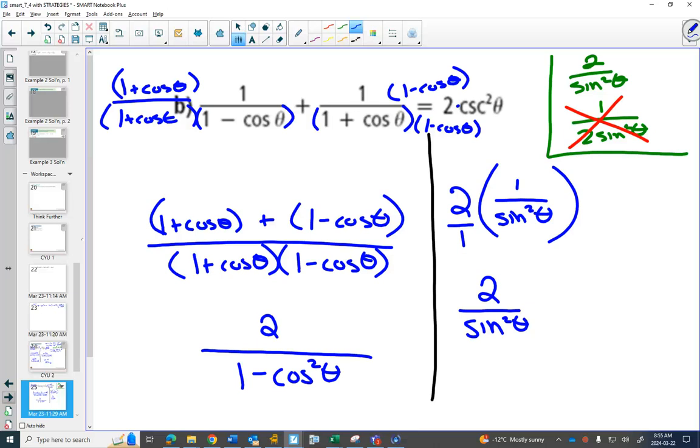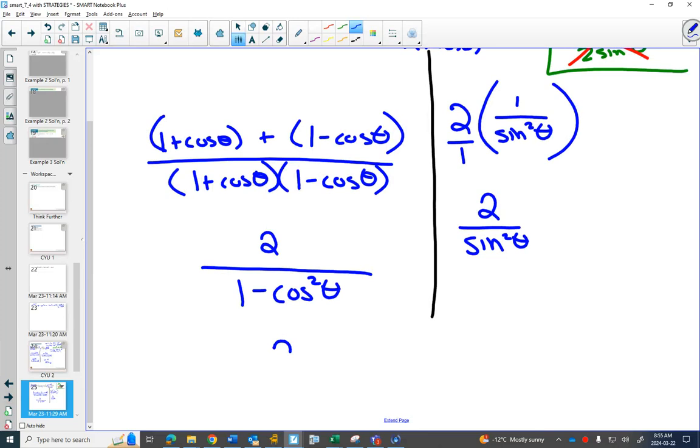Now I look at both sides. I notice my numerators are already the same. Things are good. So then I really look at my denominators because they're going to give you a hint. Can you change 1 minus cos squared theta to sine squared theta? Absolutely. So I'm going to do that. That's a Pythagorean identity. Therefore, our left side equals our right side, and we are done.